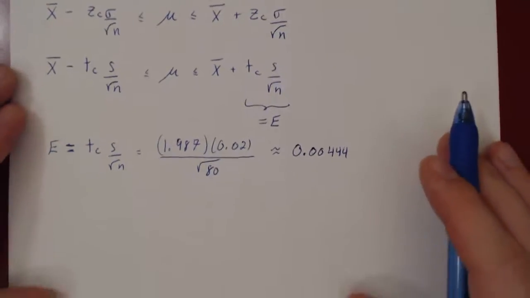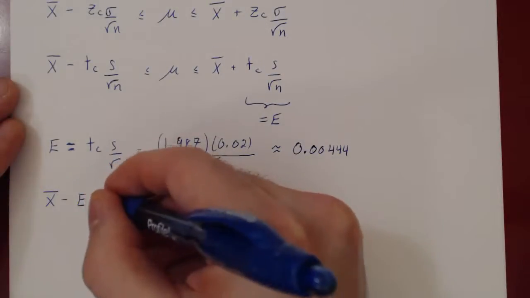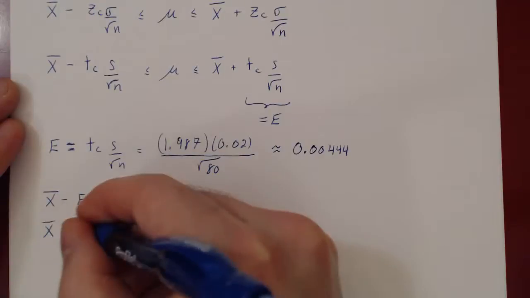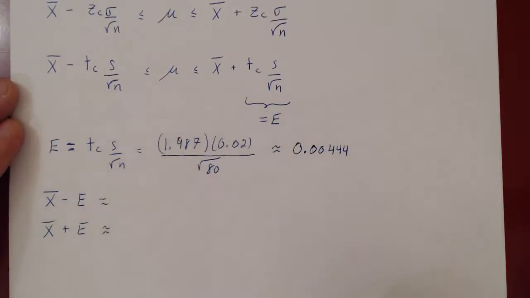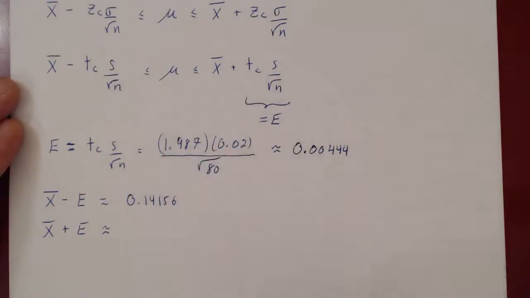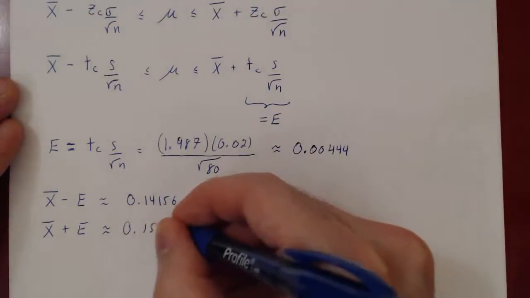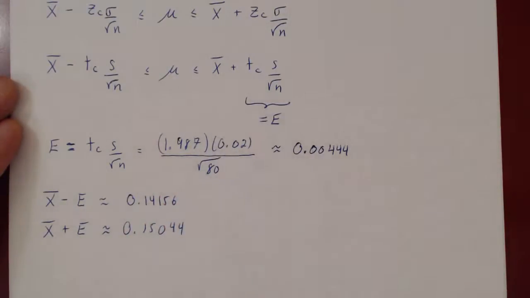So finally, we find the left-hand point of our interval, x bar minus the error, and the right-hand point, x bar plus the error. X bar, remember, was 0.146, minus 0.00444 gives you approximately 0.14156. Now the sample mean plus the error, 0.15044.